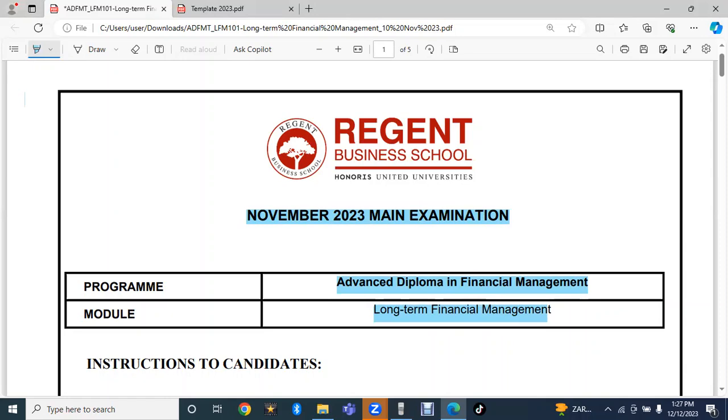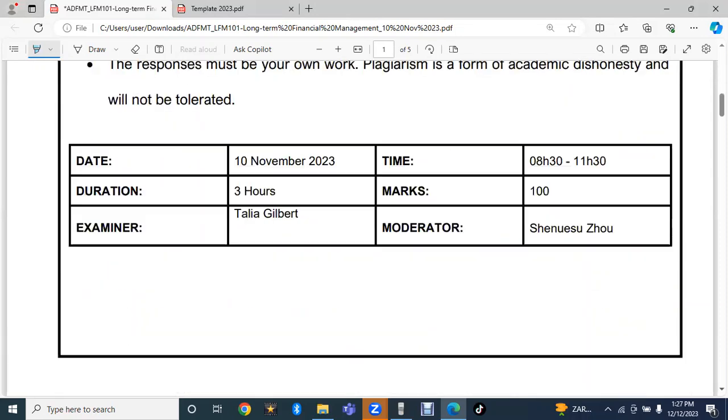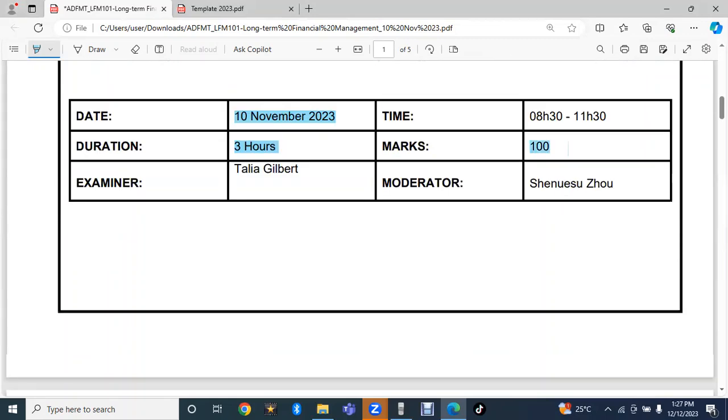So let us go to the first question. We're going to do all the questions. As you can see here, the paper was written on the 10th of November 2023, and students were given 3 hours to submit the exam, and the paper was out of 100 marks. Now let us go to question 1.